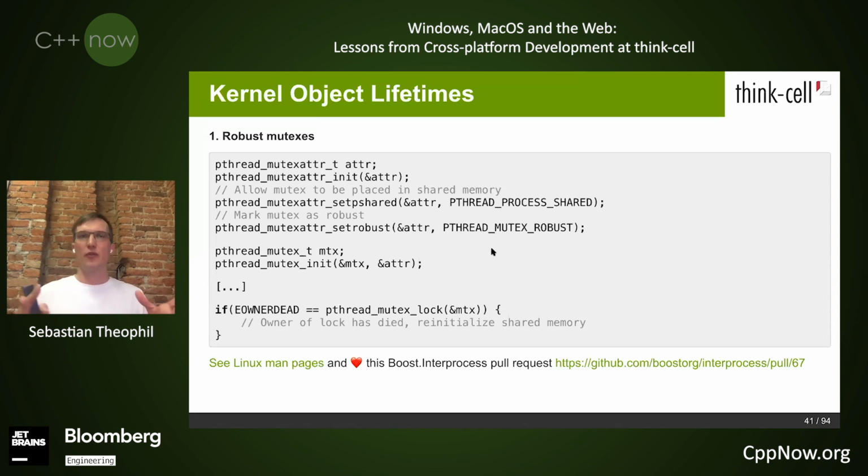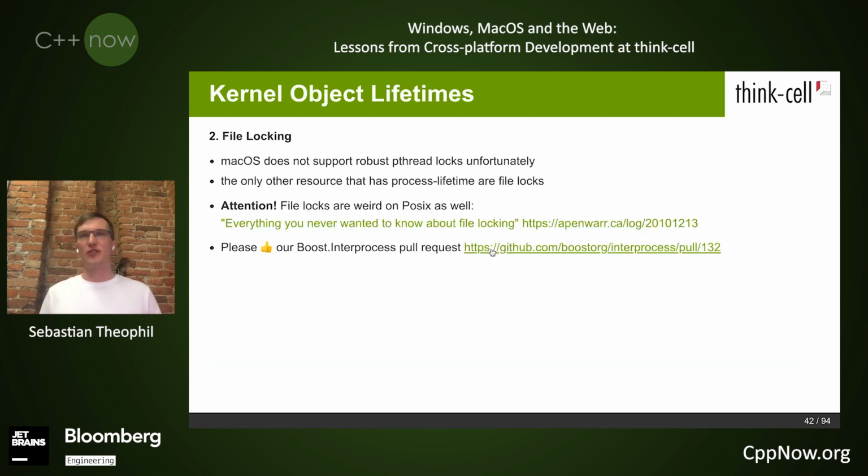It's only half a solution, of course, because you still have the lingering memory segment and you have to clean it up when nobody has acquired a lock to it, when nobody died holding a lock to it. There's a Boost Interprocess pull request, not by me, from someone who tried to get robust mutexes into Boost Interprocess that maybe needs some support. Seems to be a good idea. In my situation, I had to look for something else because macOS does not support robust pthread mutexes anyway.